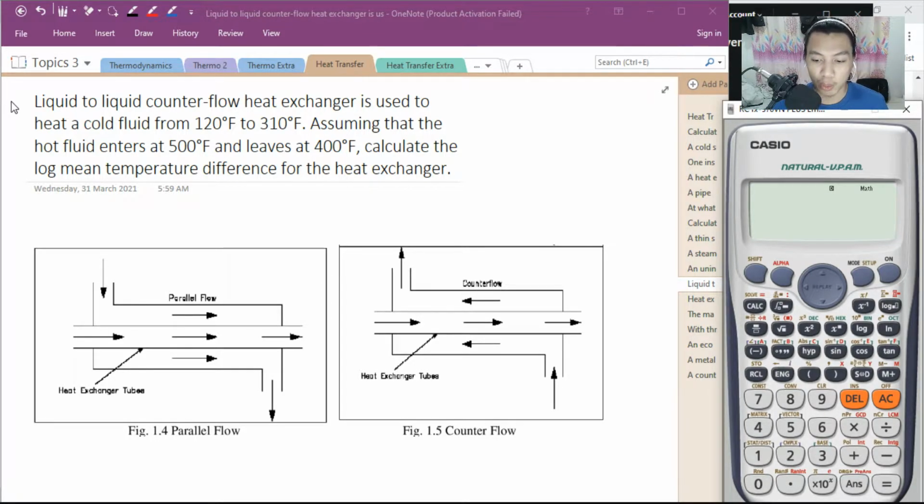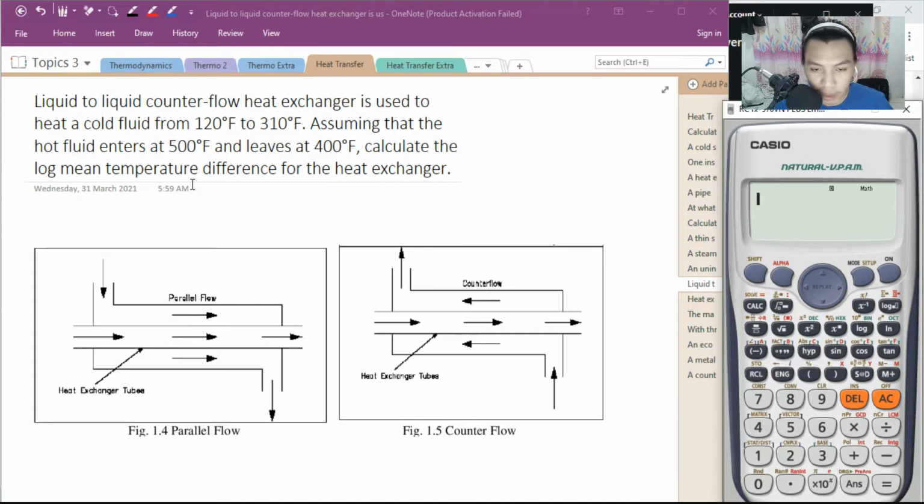A liquid to liquid counterflow heat exchanger is used to heat a cold fluid from 120 degrees Fahrenheit to 310 degrees Fahrenheit, assuming that the hot liquid enters at 500 degrees Fahrenheit and leaves at 400 degrees Fahrenheit. Calculate the log mean temperature difference for the heat exchanger. Now, let's go to the heat exchanger.